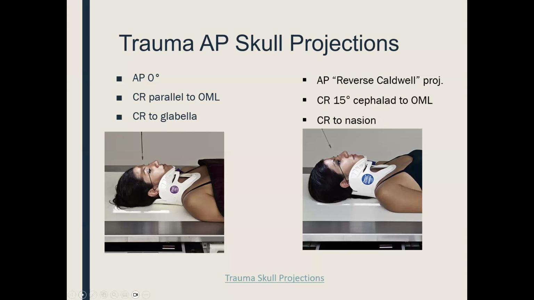With the patient in a C-collar, you never want to remove the C-collar, move the head or the neck until the C-spine has been cleared. So, the first thing you would have to do before attempting these skull projections is do that cross-table lateral C-spine and have either the emergency room physician or the radiologist clear the patient, and they're the ones that would have to remove that C-collar.